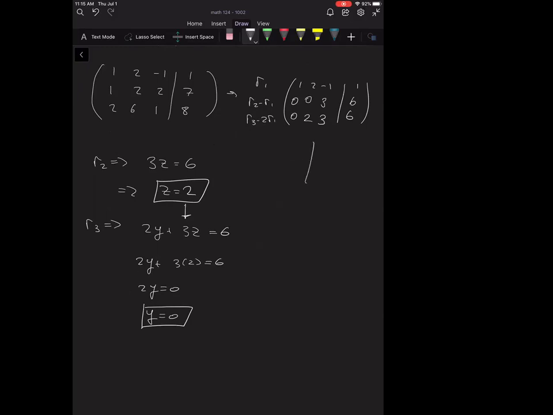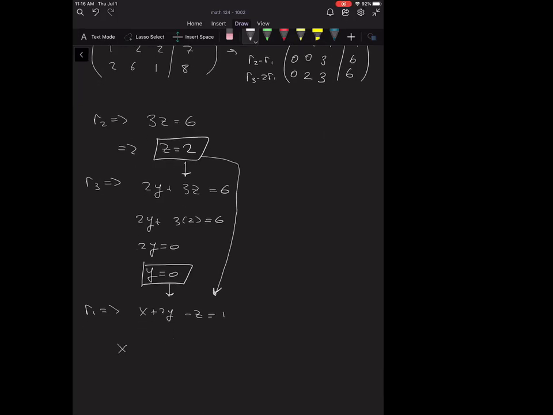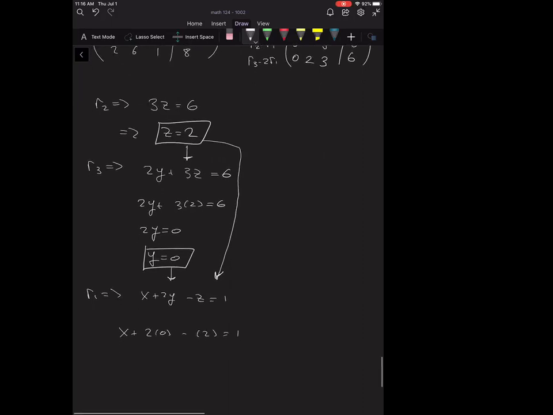And then if we look at the first row of this matrix over here, row 1, what this tells us is that x plus 2y minus z is equal to 1. And so what we could do is plug our y into here, and then we could also plug our z into here. So we're going to get x plus 2 times 0 minus 2 is equal to 1, which is just x minus 2 is equal to 1. Add the 2 over, and then we get x is equal to 3.